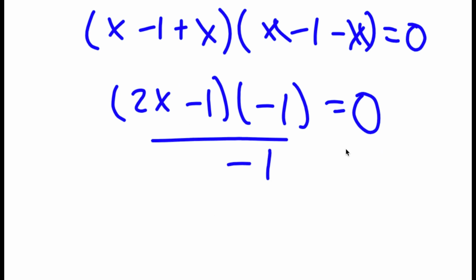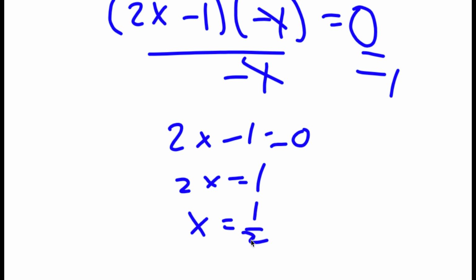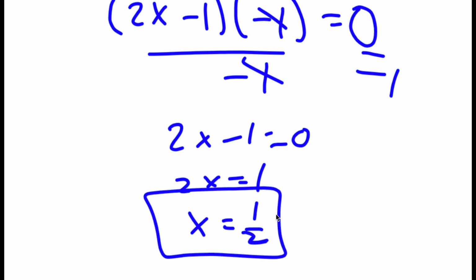So now if I divide both sides by negative 1, these two cancel out, and I get 2x - 1 = 0, meaning 2x is equal to 1, and x is equal to 1/2. That's my second method.